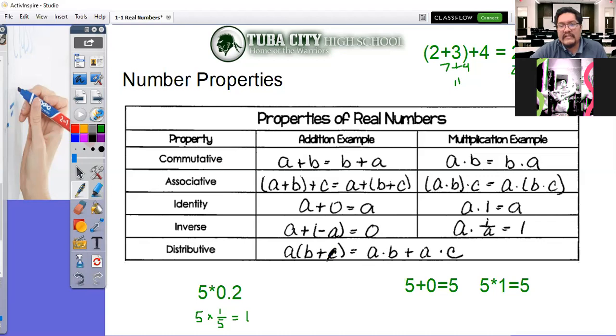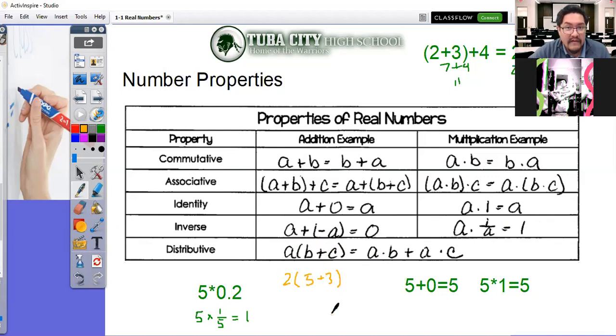Distributive. So distributive is going to be, well, if you have a group, in this case addition, but it can also be subtraction, you're multiplying a number on the outside times that group. So let me go ahead and make an example for this one. Let's say I'm going to change the color just so it's a little bit easier to stand out. So let's go with 2 times 5 plus 3. All right, so I can add these numbers. 5 plus 3 would be 8. 8 times 2 is 16.